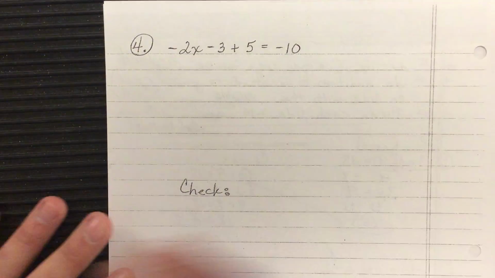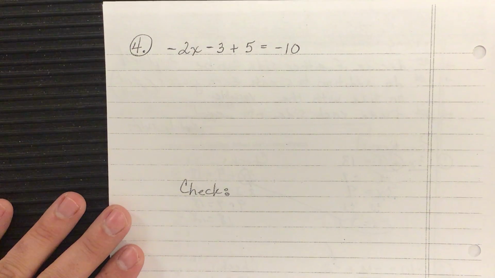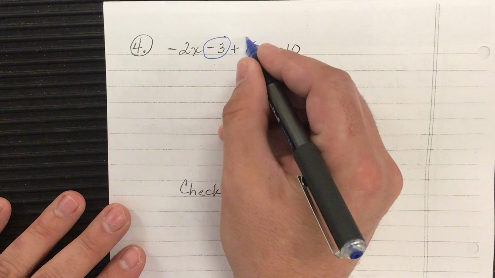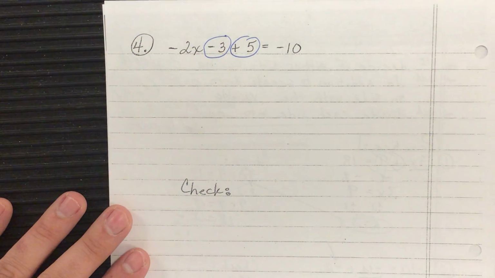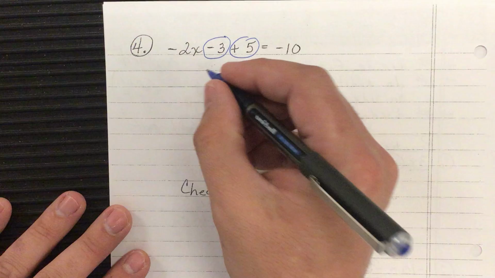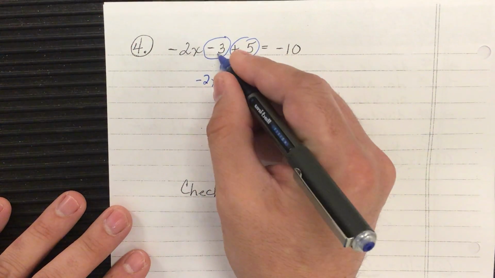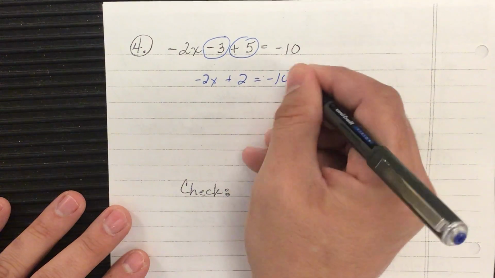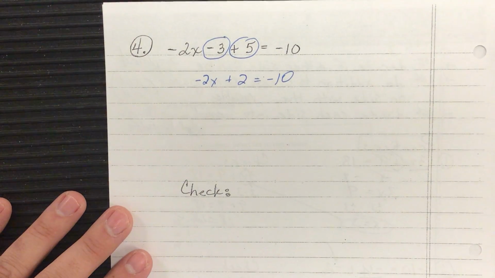Back page. Now this one's just a tad different because you can simplify the left side. You can simplify the negative 3 and the 5 before you go any further. So I have negative 2x. What's negative 3 plus 5? 2. Now it's the exact same problem that you've been doing.